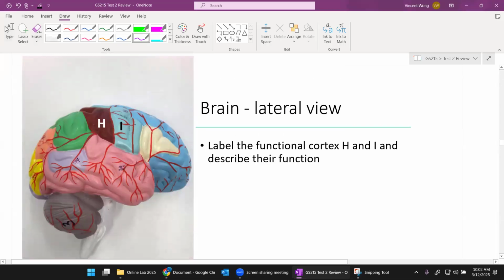Functional cortex of H and I. This is the right half of the brain. That means this is the front, this is the back, and this is the central sulcus.